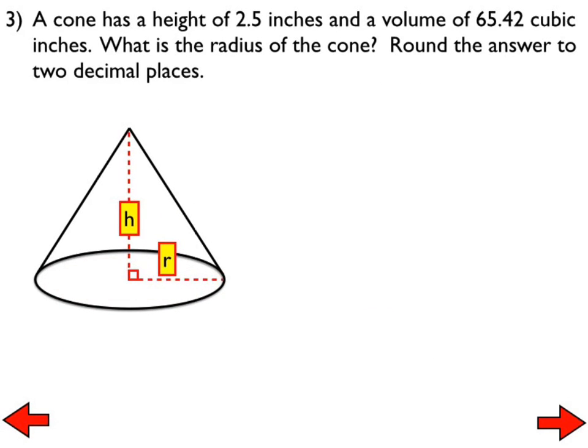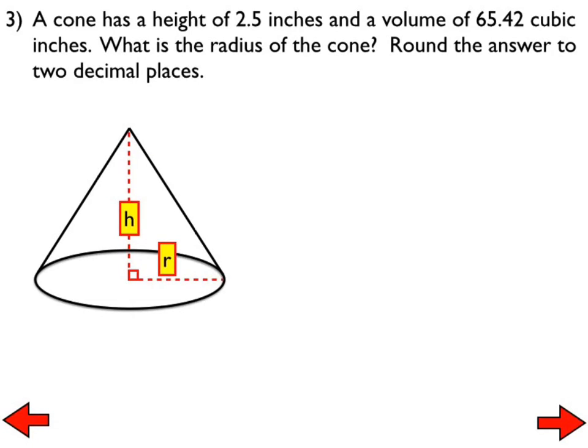Number 3, we have a cone with a height or an altitude of 2.5 inches and a volume of 65.42 cubic inches. What is the radius of the cone? We're supposed to round to 2 decimal places, which of course means to the hundredths place.